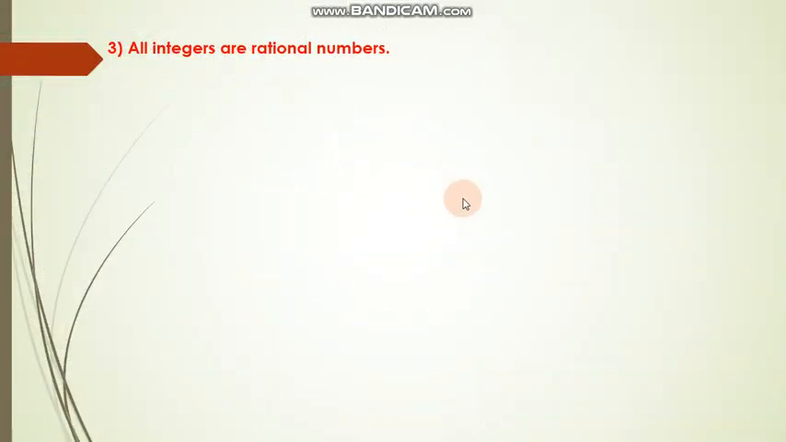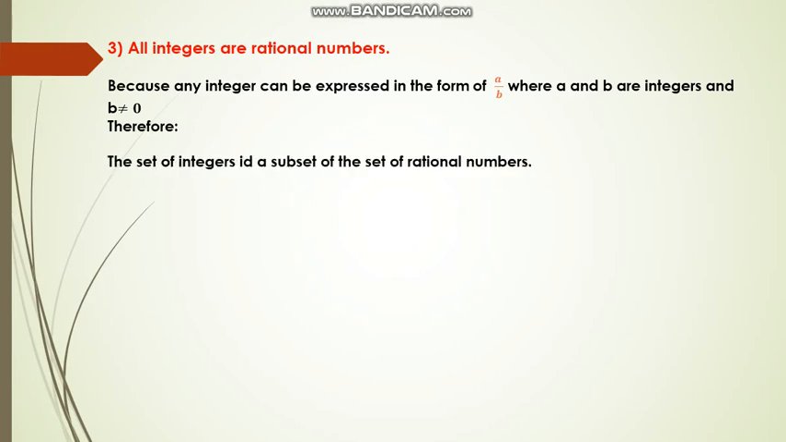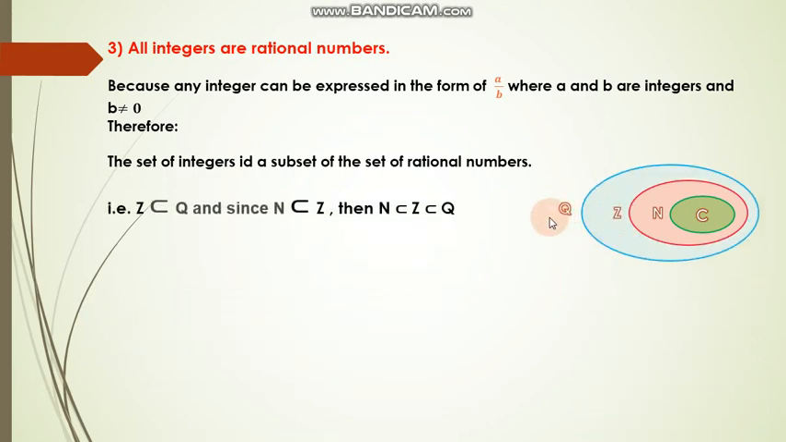Number 3, all integers are rational numbers because any integer can be expressed in the form A over B, where A and B are integers and B not equal 0. Therefore, the set of integers is a subset of the set of rational numbers. How? N is a subset of Z, and Z is a subset of Q. In another way, Z is a subset of Q.